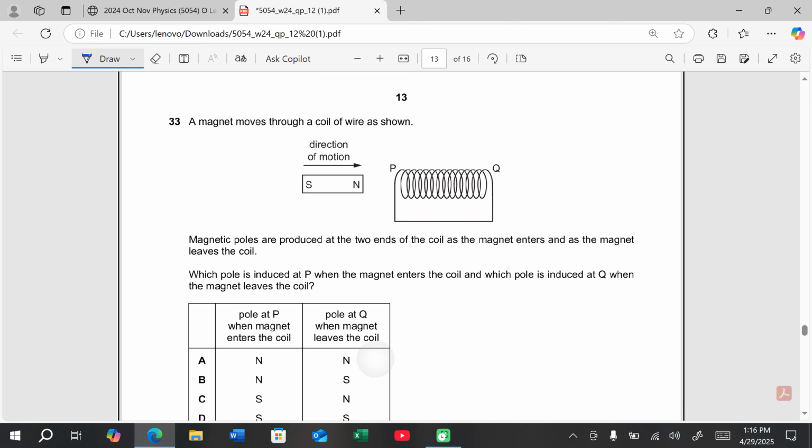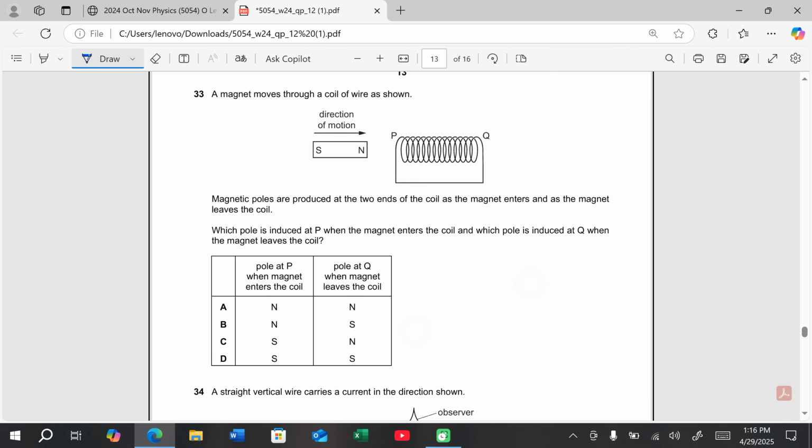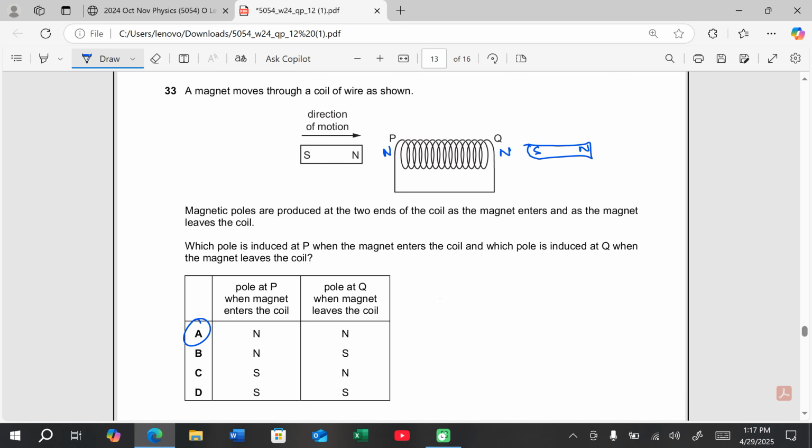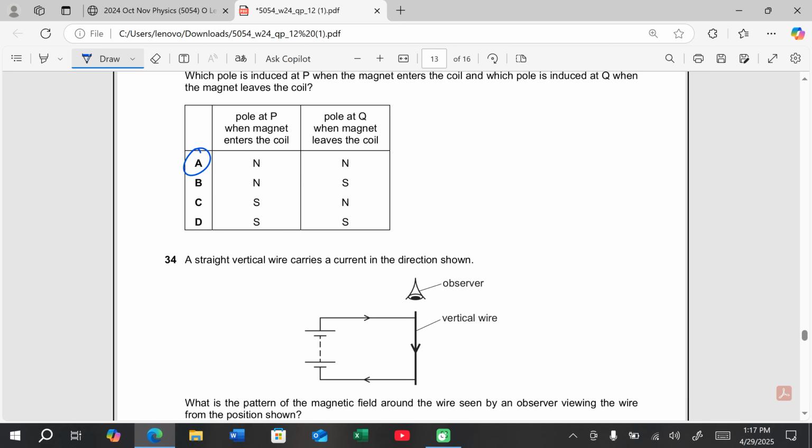It asks about the magnetic poles at the end of the coil as the magnet enters and as it leaves. When the magnet enters, it should be north, because according to Lenz's law, the induced effect always opposes the motion producing it, so it has to oppose this north. And when it is leaving, south, so it has to attract it, so north has to be here. At both ends it should be north. So your answer for 33 is A. Let's move on to 34.